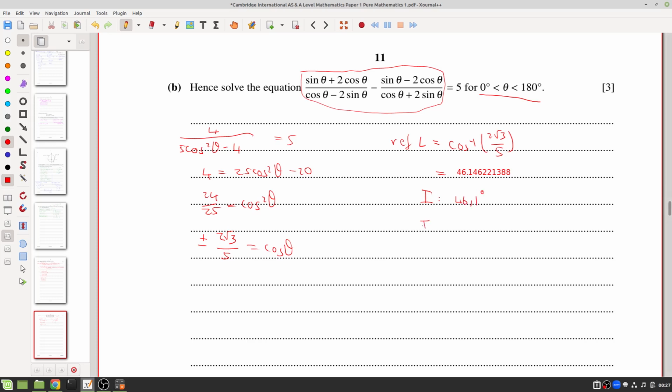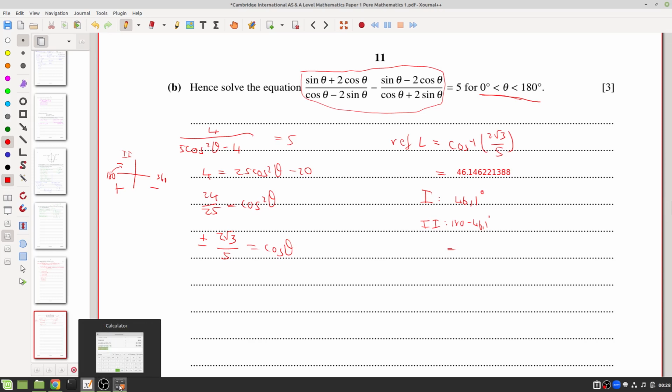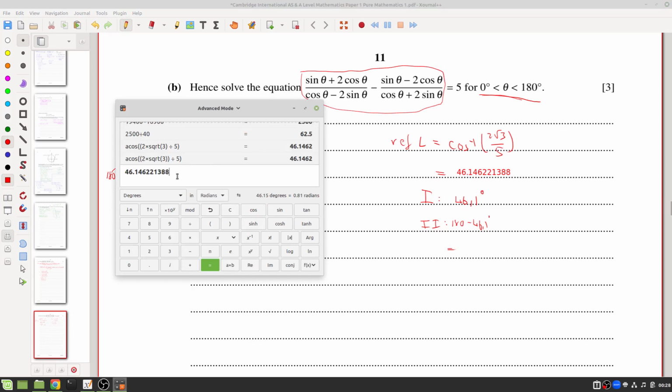In the second quadrant, yes, that's between 0 and 180. Second quadrant, remember how this works. So we've got here 180, here we've got 360. So 180 minus is that quadrant, 180 plus is this quadrant, 360 minus is this quadrant. So the second quadrant, it's 180 minus the acute angle. So here we'll have 180 minus the 46.1 degrees, which will give us 133.9, I think. Let's just make sure.